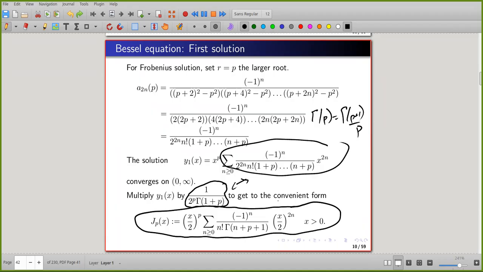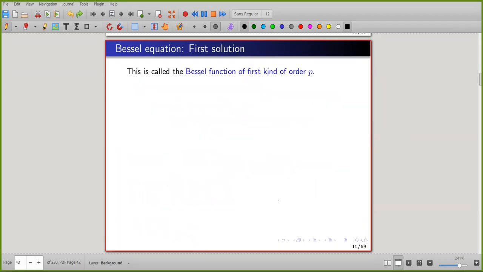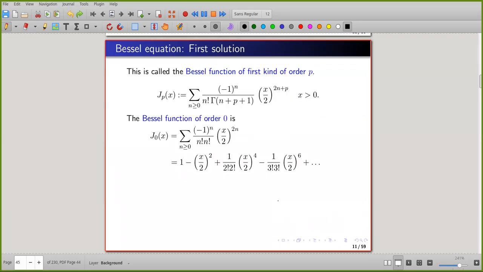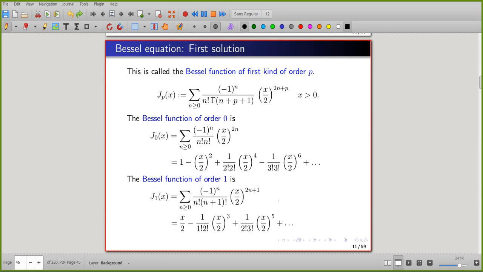Great. This is called the Bessel function of first kind of order p. I've just written it once again. So let's see two Bessel functions: the Bessel function of order 0 and the Bessel function of order 1. Here p is 0 and here p is 1.